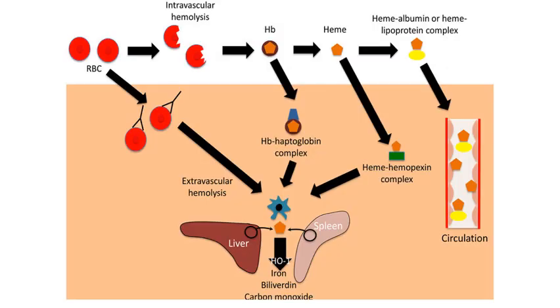Another scheme of intravascular hemolysis and extravascular hemolysis. We will discuss it in detail in the next few slides. This is intravascular. Here, briefly, intravascular destruction of red blood cells will release free hemoglobin. Free hemoglobin will combine with haptoglobin, which is the protein synthesized in the liver.